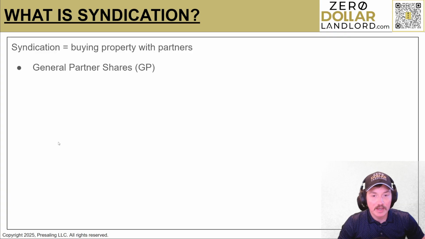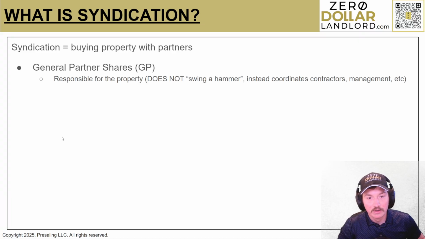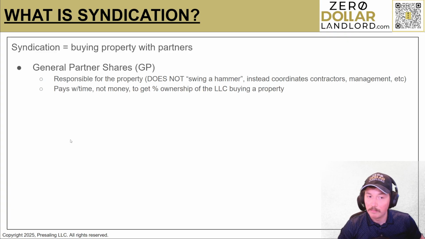So the three main categories that you're going to have when structuring a deal are going to be your general partner shares, and that's going to be the people that do stuff. They're responsible for the property. They don't swing the hammer, but they coordinate who swings the hammer. Right? So it's like running the company, essentially. They pay with their time. They don't pay with money. They pay with their time for their general partner shares, and they get a percent ownership of the property.